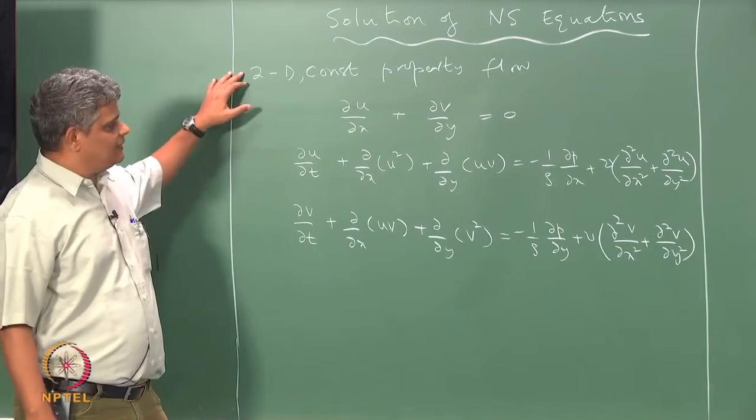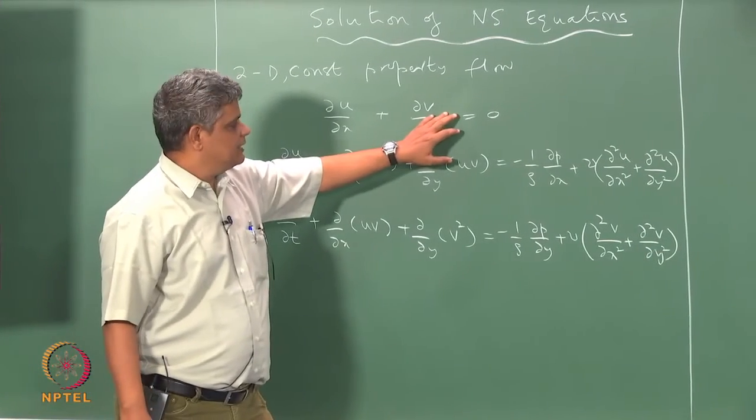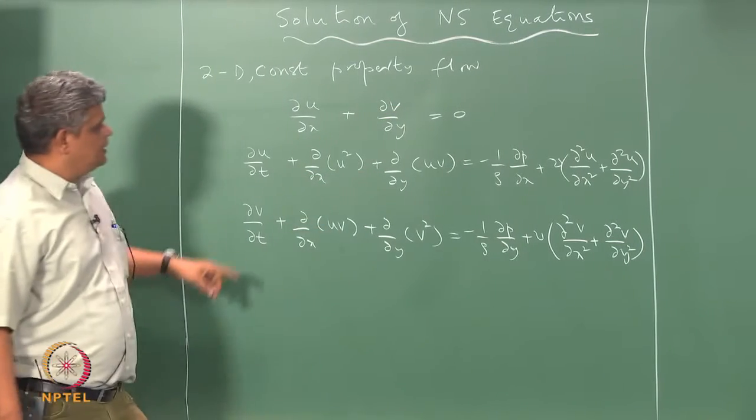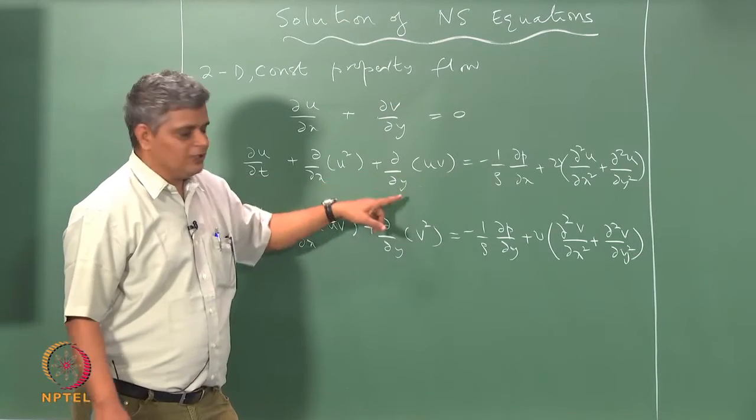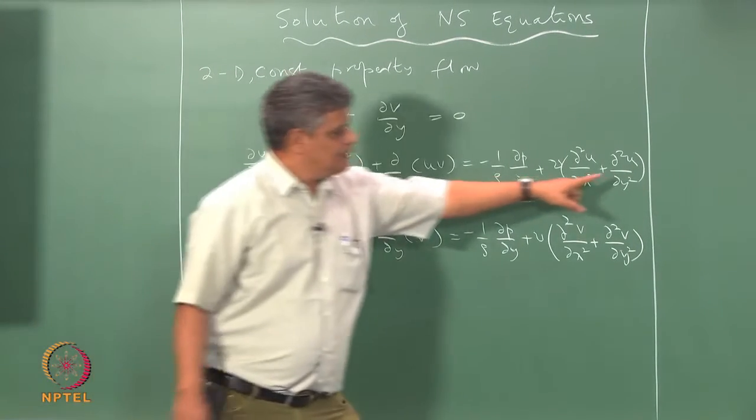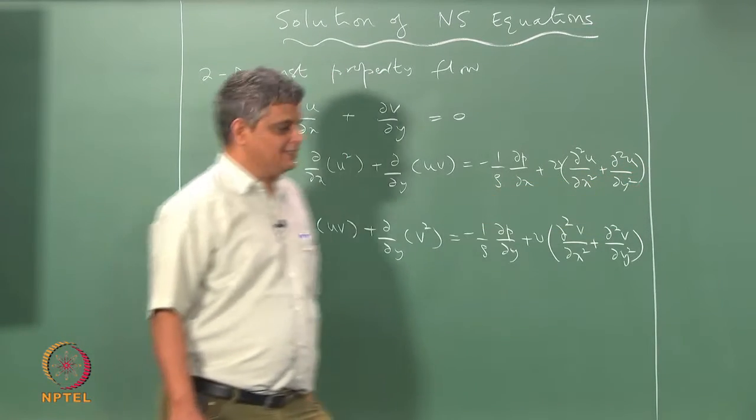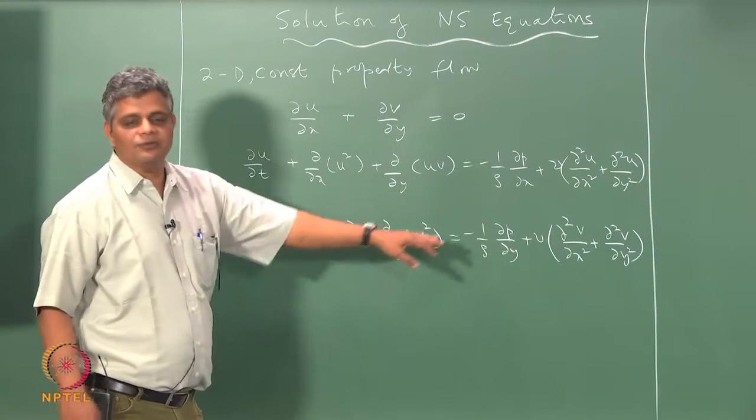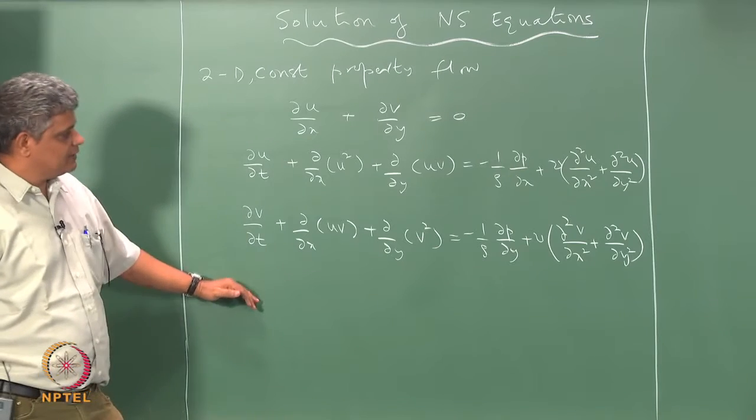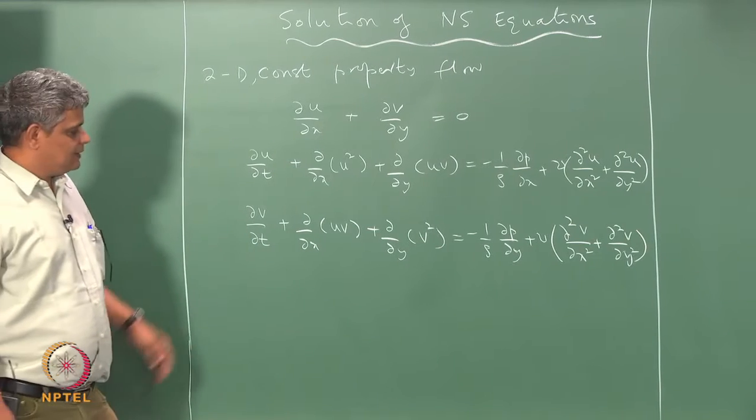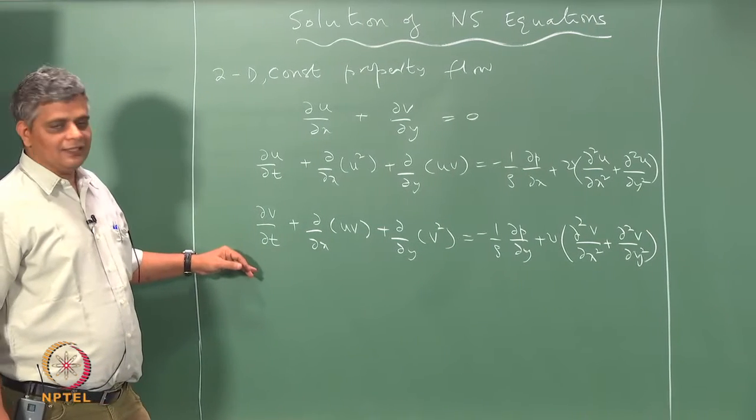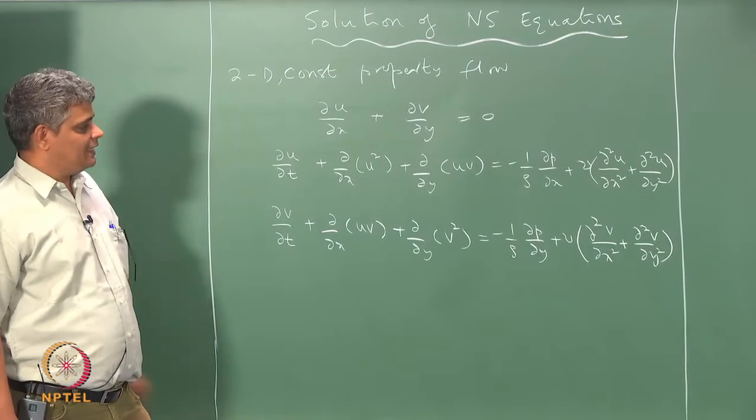If it's 3D, then we'll have one more term here, dou w by dou z, and then one more term here, dou by dou z of u w, and then one more term here, dou square u by dou z square. Similarly, more terms will appear here, and we'll have one more equation representing the conservation of linear momentum in the z direction.